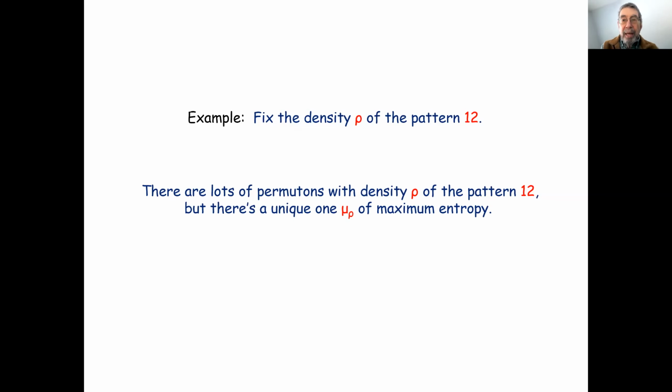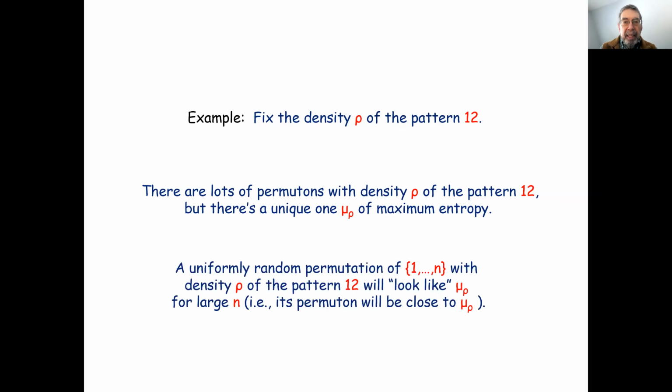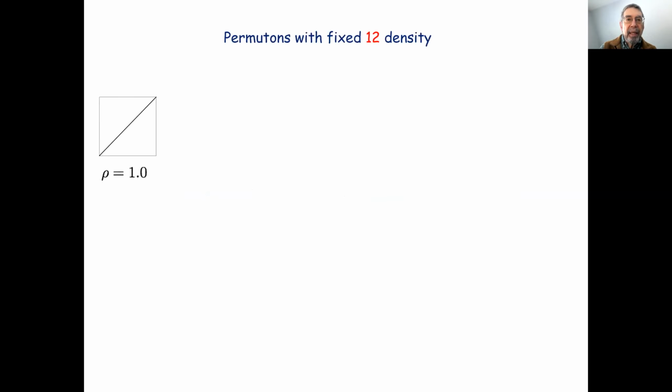And we actually knew already what that maximum entropy was and what the permutons looked like. And I'll show you. But the conclusion is that if you take a uniformly random permutation with some particular density of the pattern 1, 2, then we know what it will look like for large n. So this is in fact how they come out. Well, if the 1, 2 density is 1, the permutation can only be the identity. So that's not too interesting.